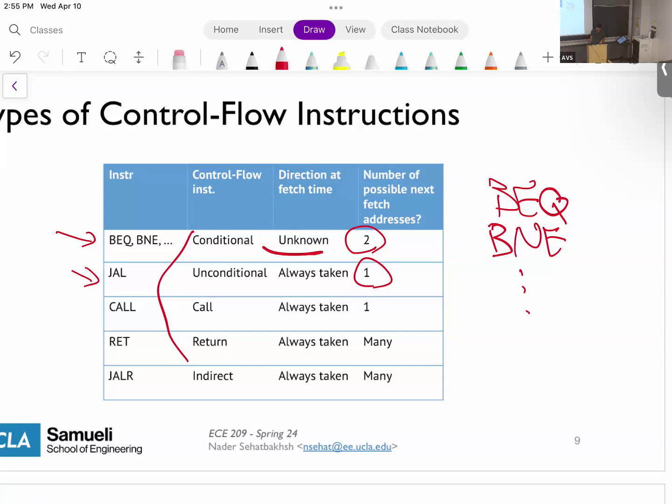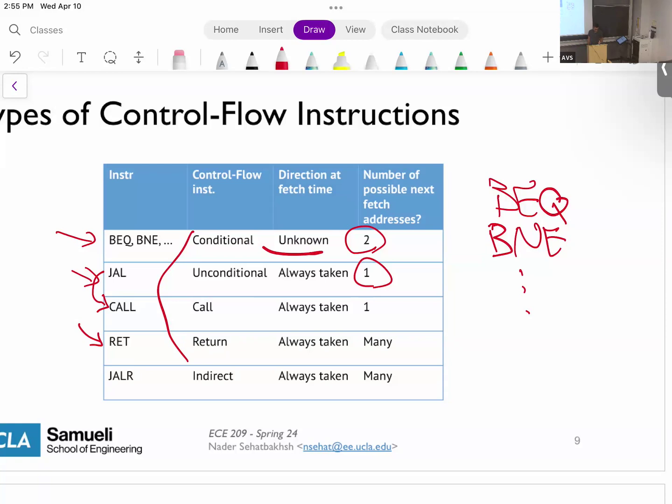A specific type of JAL is what we call a call instruction. Call is for a function call. In nature, it's exactly the same as JAL, but since it's for calling a function, we usually separate it from a JAL. Then we have a return instruction, again, very similar to call.